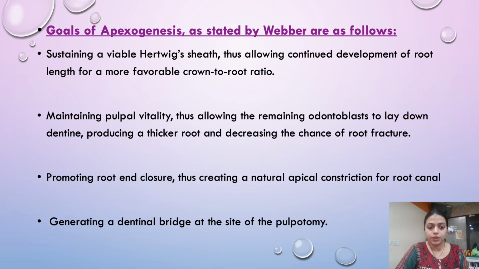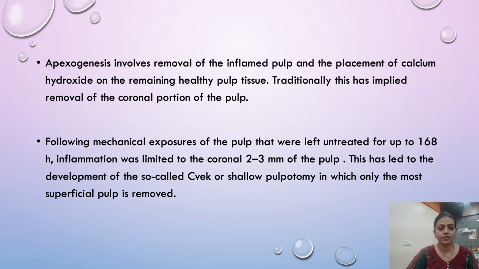The goals of apexogenesis as stated by Weber are sustaining a viable Hertwig's epithelial root sheath, thus allowing continued development of root length for a more favorable crown to root ratio, maintaining pulpal vitality, thus allowing remaining odontoblasts to lay down the dentine, producing thicker roots and decreasing the chances of root fracture. Then promoting root end closure, thus creating a natural apical constriction for the root canal and generating a dentinal bridge at the site of the pulpotomy.